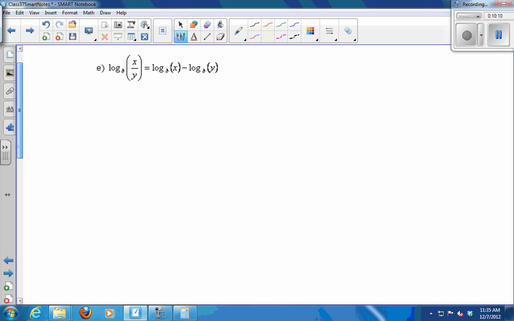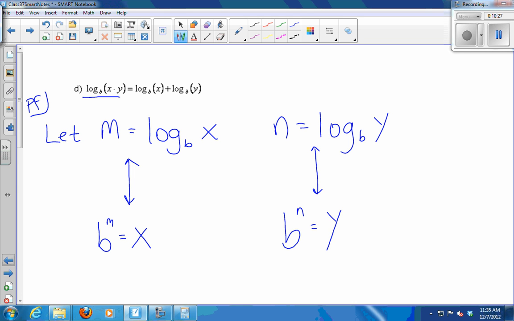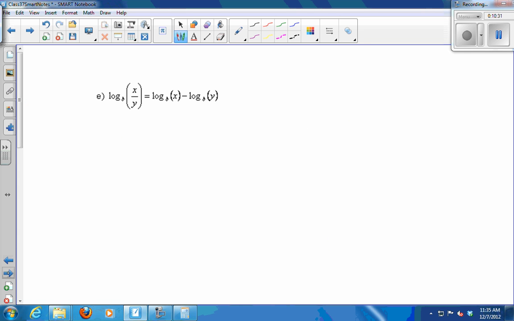All right, so here we have log base b of x over y, and it equals log base b of x minus log base b of y. So we have the log of a division problem turns into a subtraction of two logs. So it's analogous to this one. The log of a multiplication problem turns into an addition, division turns into subtraction. And we have a really similar proof. Okay, so we would do the same thing.